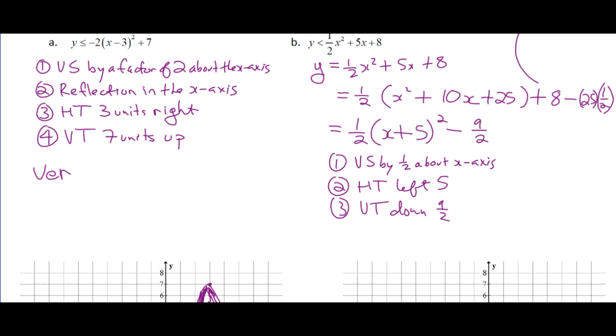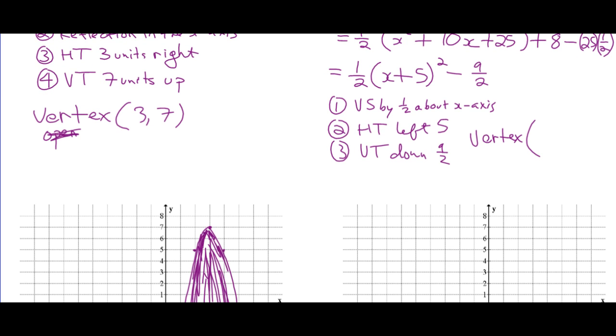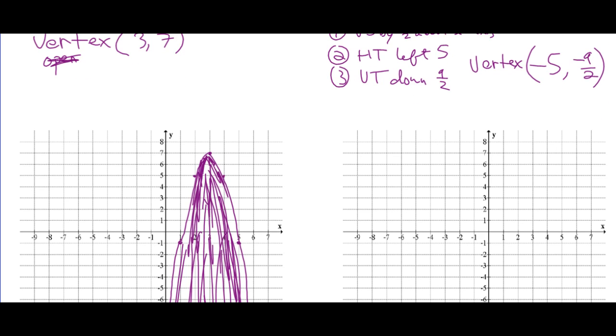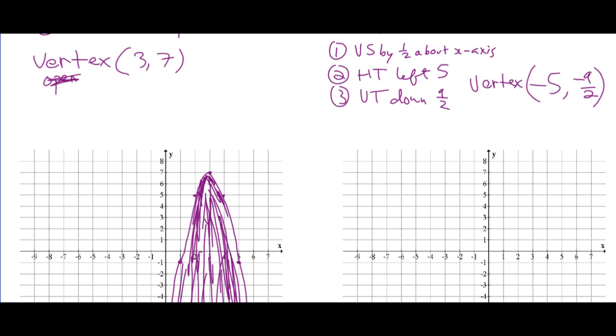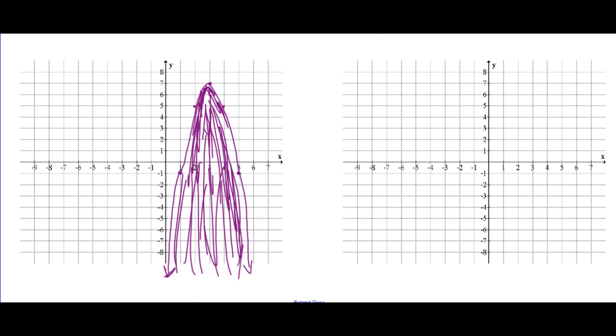You know, we can go over here too, right? Which vertex is at 3, 7. And here, where's the vertex? Where's the vertex? Just in the interest of finishing this. Okay, so we're going to draw that. Vertex is at -5 and -9/2, which is -4.5.